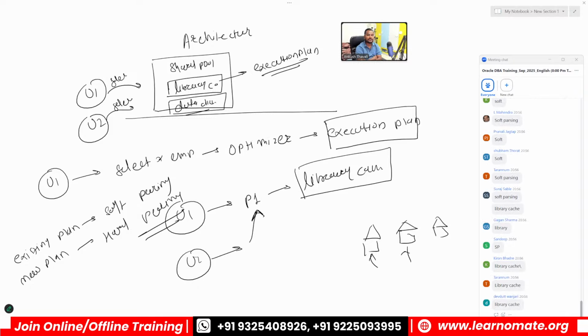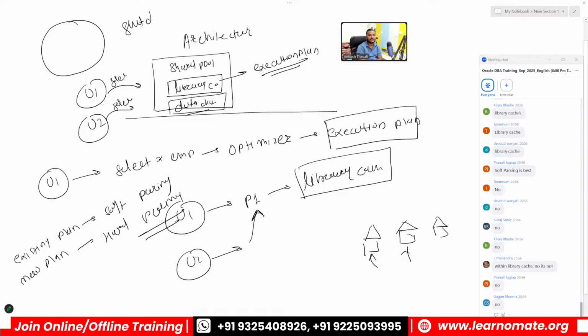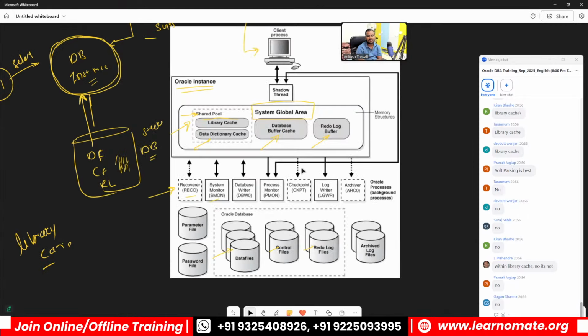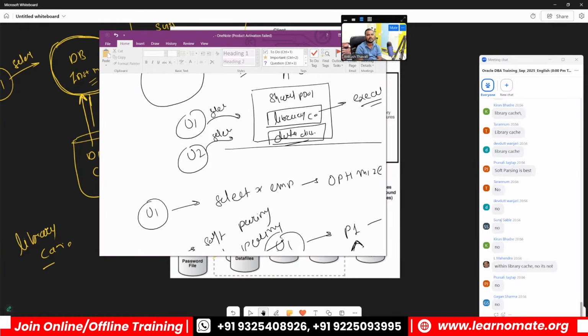But is any plan which is available in the library cache permanent? No. As soon as you restart the server, as soon as you restart the instance, as I told you, when you fire a shutdown immediate, everything is gone. Nothing will be there.